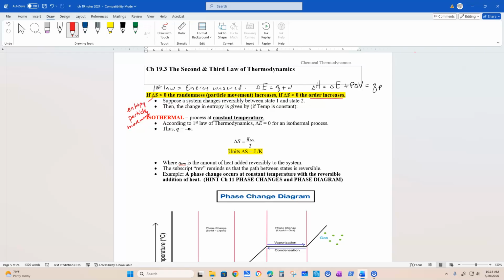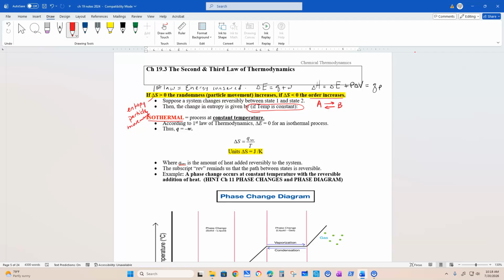So suppose the system changes reversibly between state 1 and state 2. So you have A makes B and B makes A, it goes back and forth, back and forth. Then the change in entropy is given by an equation, as long as temperature is constant. Well, we have a name for this. It's called isothermal. Isothermal means that something is constant temperature, just means that it's not changing.